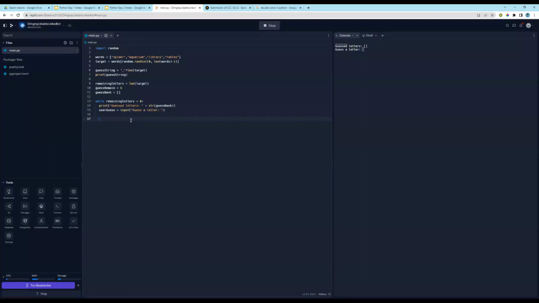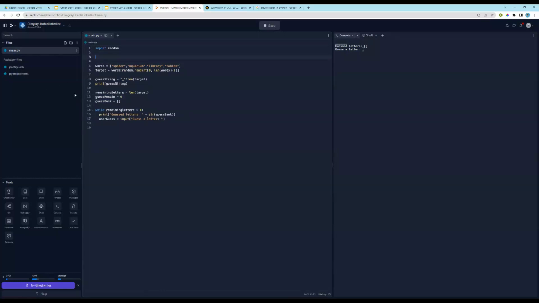For example, if we input a number, obviously there's no word that contains a number, right? So that's an invalid input, and we shouldn't deduct points off of them. And if they already guessed that letter, so if that letter is in our guessed bank, that's also an invalid input, so we shouldn't deduct a life from them.